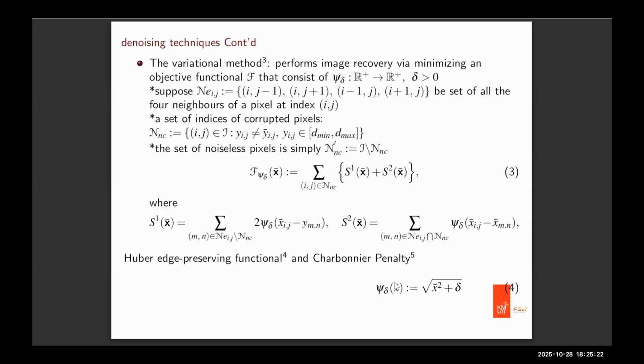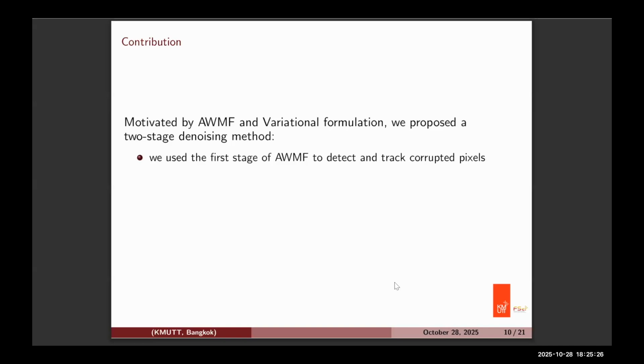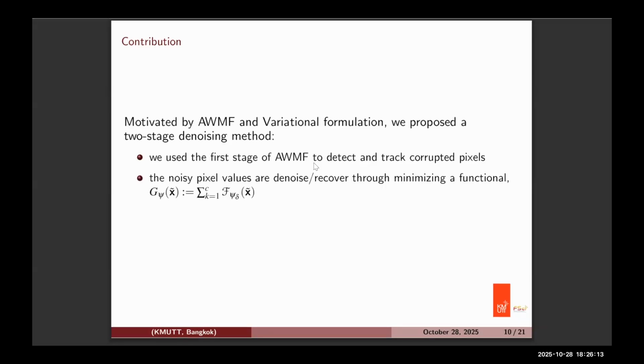loss. Now let's go through a little bit of what we have proposed in this talk. First, we are motivated by the adaptive weighted approach in the filtering strategy and the variational approach. The filtering can assist us in finding the noisy pixel values, while the variational approach, although useful in its own right in preserving the edges, can be combined with it to give a two-stage strategy. In the first stage, we detect and track the pixel values that are corrupted, and in the second stage, we recover them using the variational strategy. So this is what we try to do here.